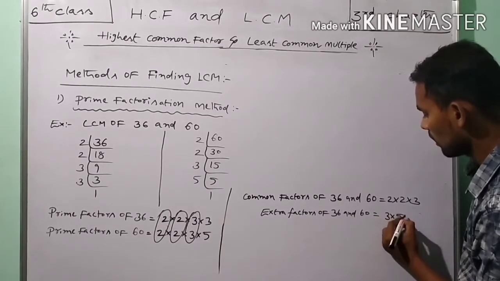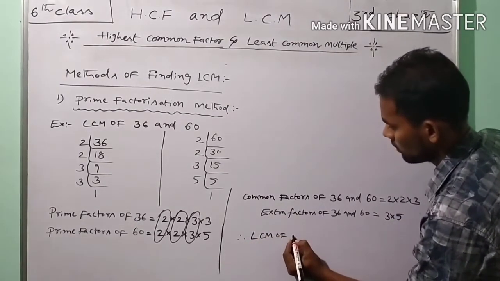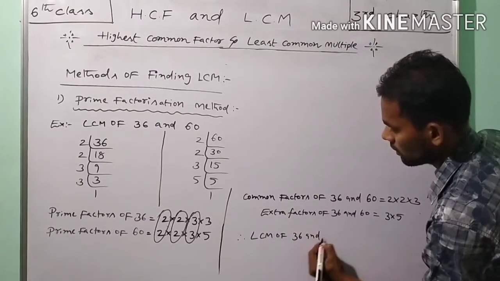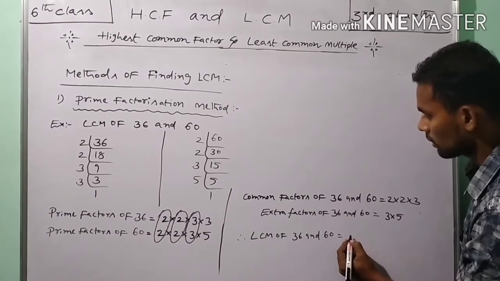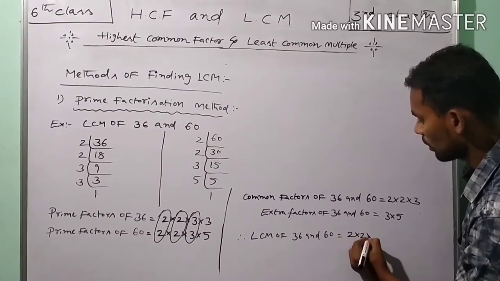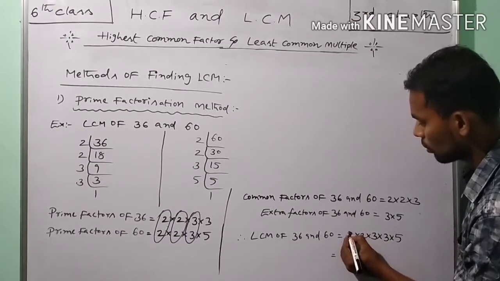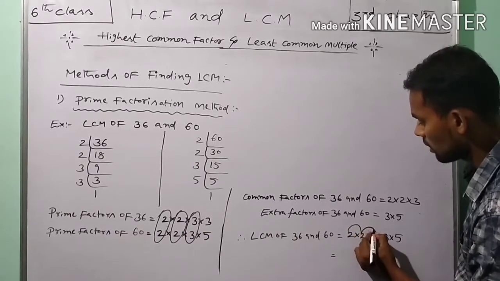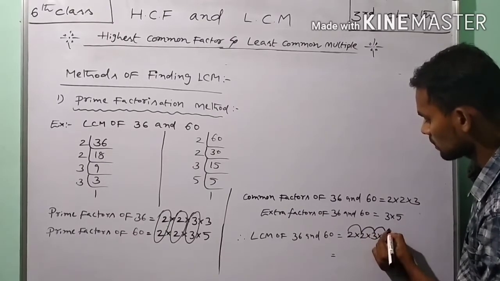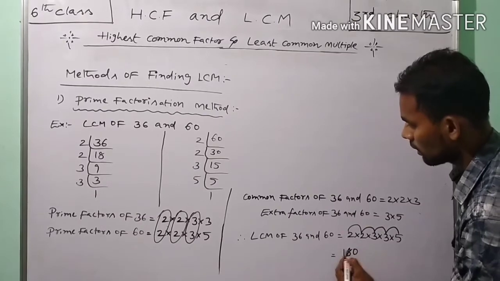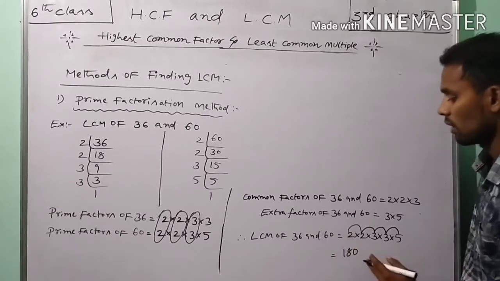3 into 5. Therefore, LCM of 36 and 60 equals product of common factors and extra factors: 2 into 2 into 3 into 3 into 5. 2 2s are 4, 4 3s are 12, 12 3s are 36, 36 5s are 180. Least common multiple of 36 and 60 equals 180.